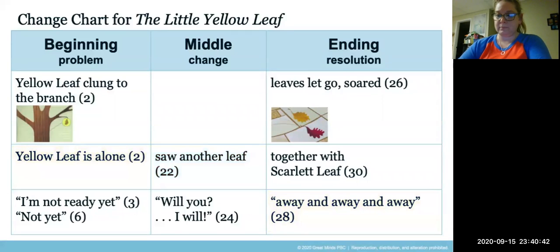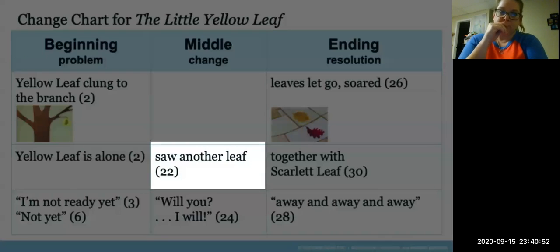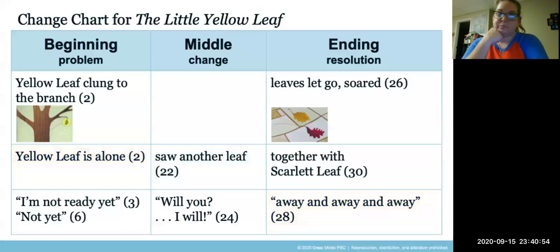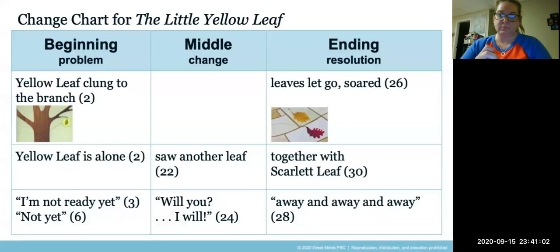My paragraph might sound like this. Little yellow leaf changed. First, yellow leaf was alone. Then it saw another leaf. Finally, they went away and away and away. Now it's your turn. You can do it.